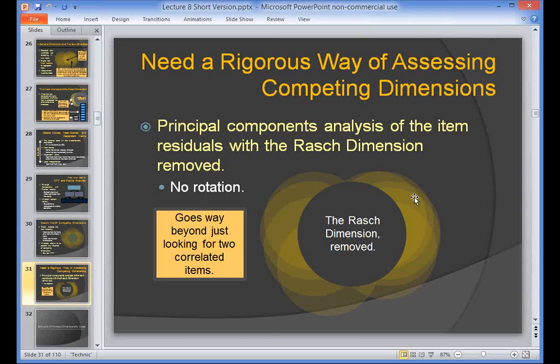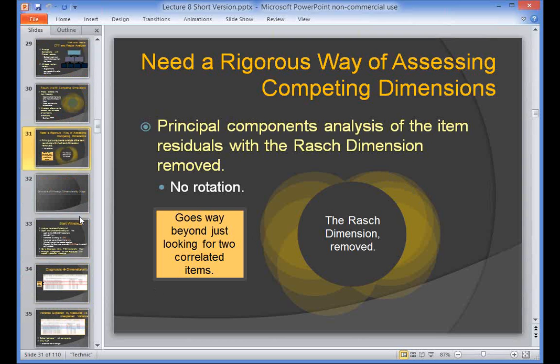Because remember, the purpose of a factor analysis or a principal components analysis is to find out what things go together. So a principal components analysis, a factor analysis, looks for latent dimensions in the data. In this situation, we're factor analyzing the item residuals with the Rasch dimension removed. We're factor analyzing what should be noise. And if it really is noise, then there's going to be nothing. We're not going to find anything there. But if there's signal in the data, then the principal components analysis is going to find that.